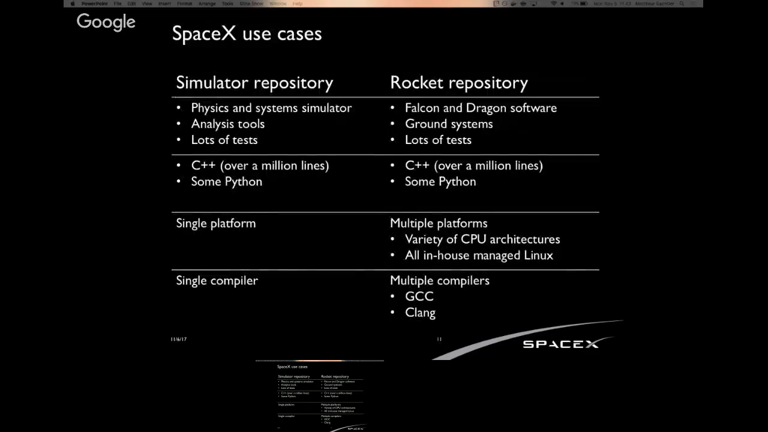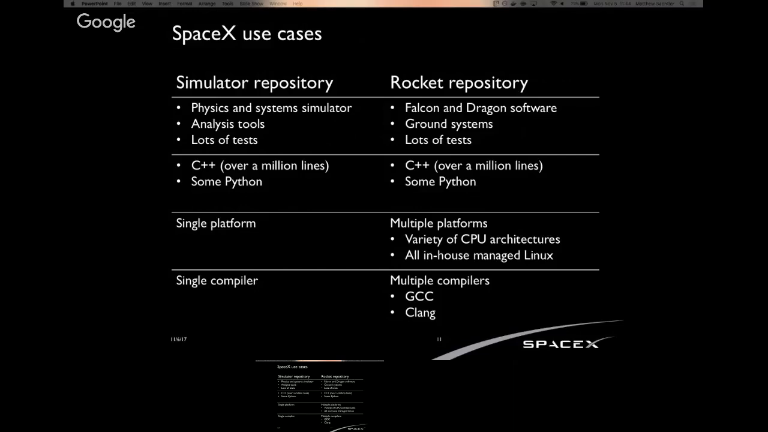And so that actually brings me to the two repositories that we've been working on the build systems for. The first is the one that my team produces, which is the simulators. We have high-fidelity physics simulations of all of our vehicles that we use to analyze and design and test the rockets that we build. And then we have the rocket repository, which has all of the control software for Falcon and for Dragon, and a whole bunch of the ground support equipment.